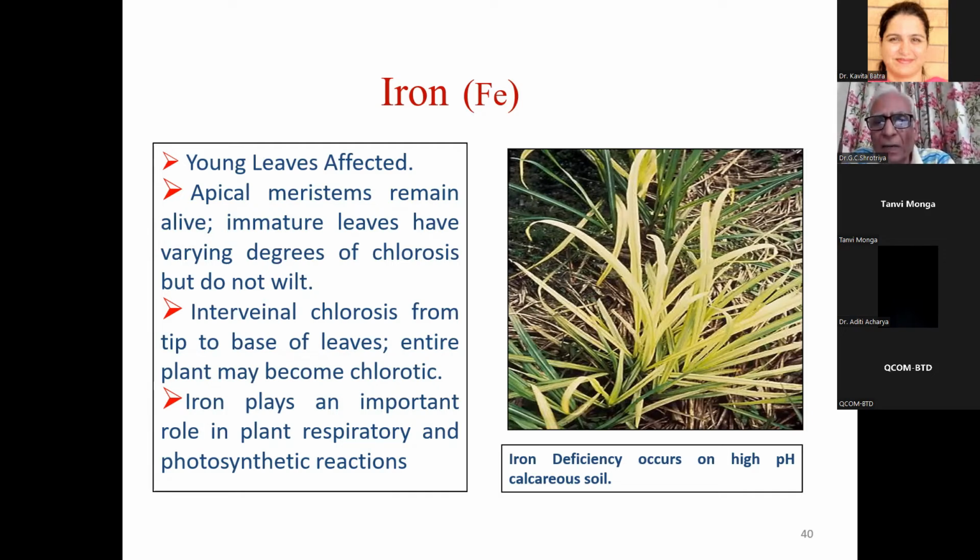But if the ferrous iron is deficient, then it is like this. The upper leaves get pale yellowing or even whitening. And of course, the growth remains stunted. Next, please.